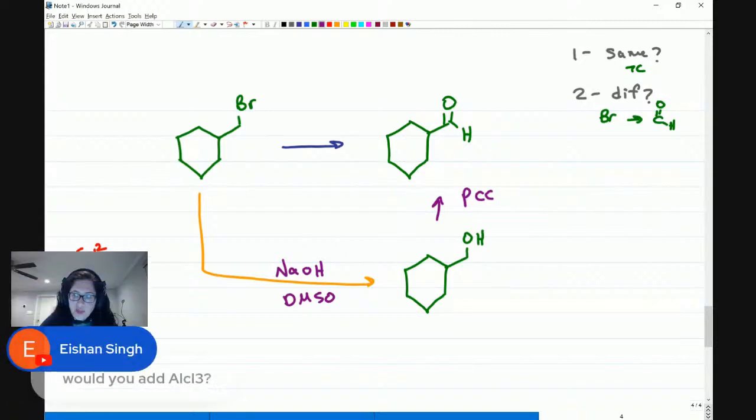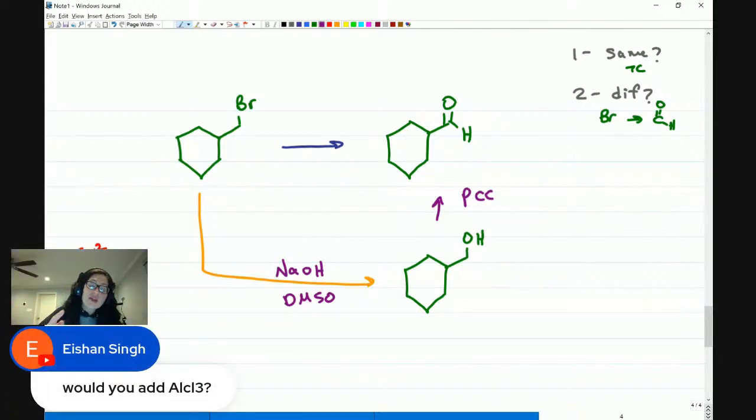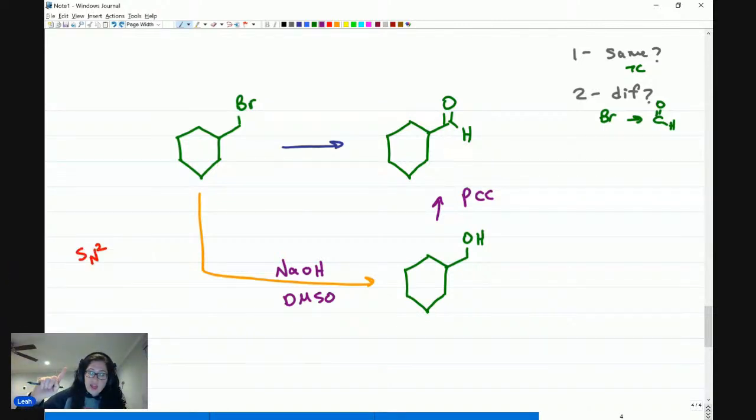I see a question with AlCl3. So AlCl3 is a very good Lewis acid catalyst, and that is going to help with adding something to a ring. So if this was a benzene ring and I wanted to add a group onto it, the AlCl3 is something that I would consider. So I like that you're thinking in terms of adding to the ring, but in this case, it wouldn't work.